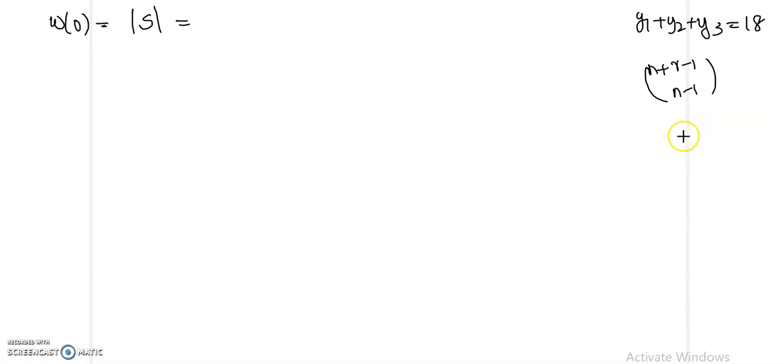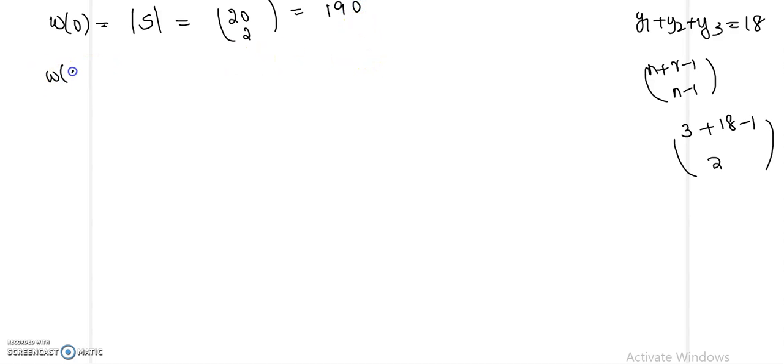Omega of 0 will be the cardinality of S. So this is our equation y1 plus y2 plus y3 equal to 18. The cardinality of S will be n plus r minus 1 choose n minus 1. So that will be 3 plus 18 minus 1 choose 2, which is 20 choose 2. So we will get it as 190.